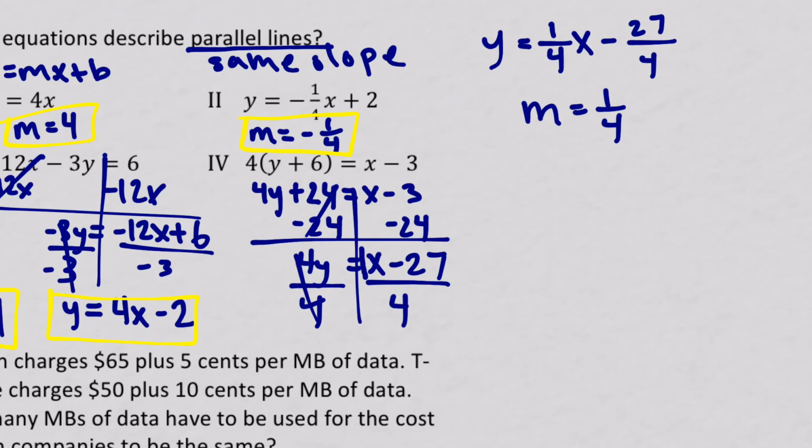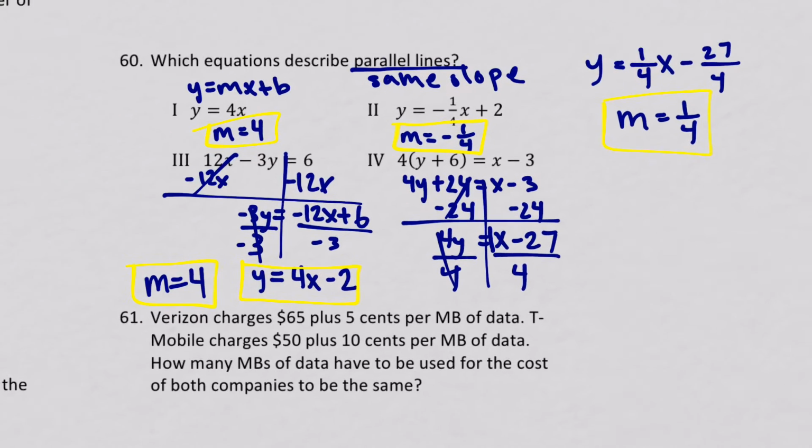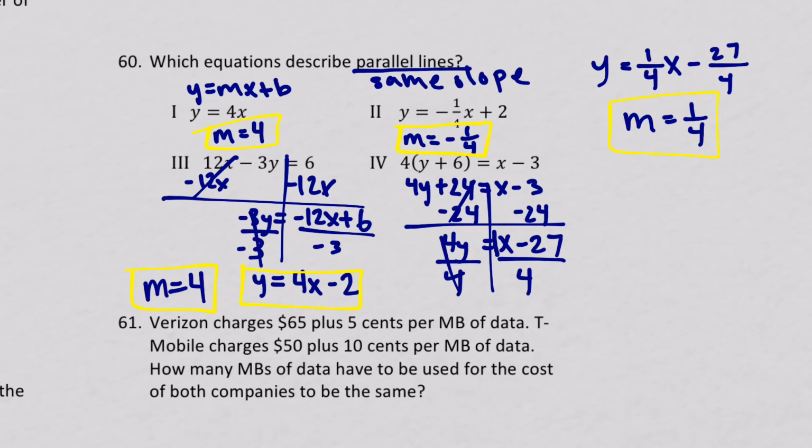Okay, so once we have that, we can compare all of the slopes to see which lines are parallel. Line number 1, the slope is 4. Line number 2, the slope is negative 1 over 4. Line number 3, the slope is positive 4. And line number 4, the slope is positive 1 over 4. So the only two that I see that are the same are 1 and 3.